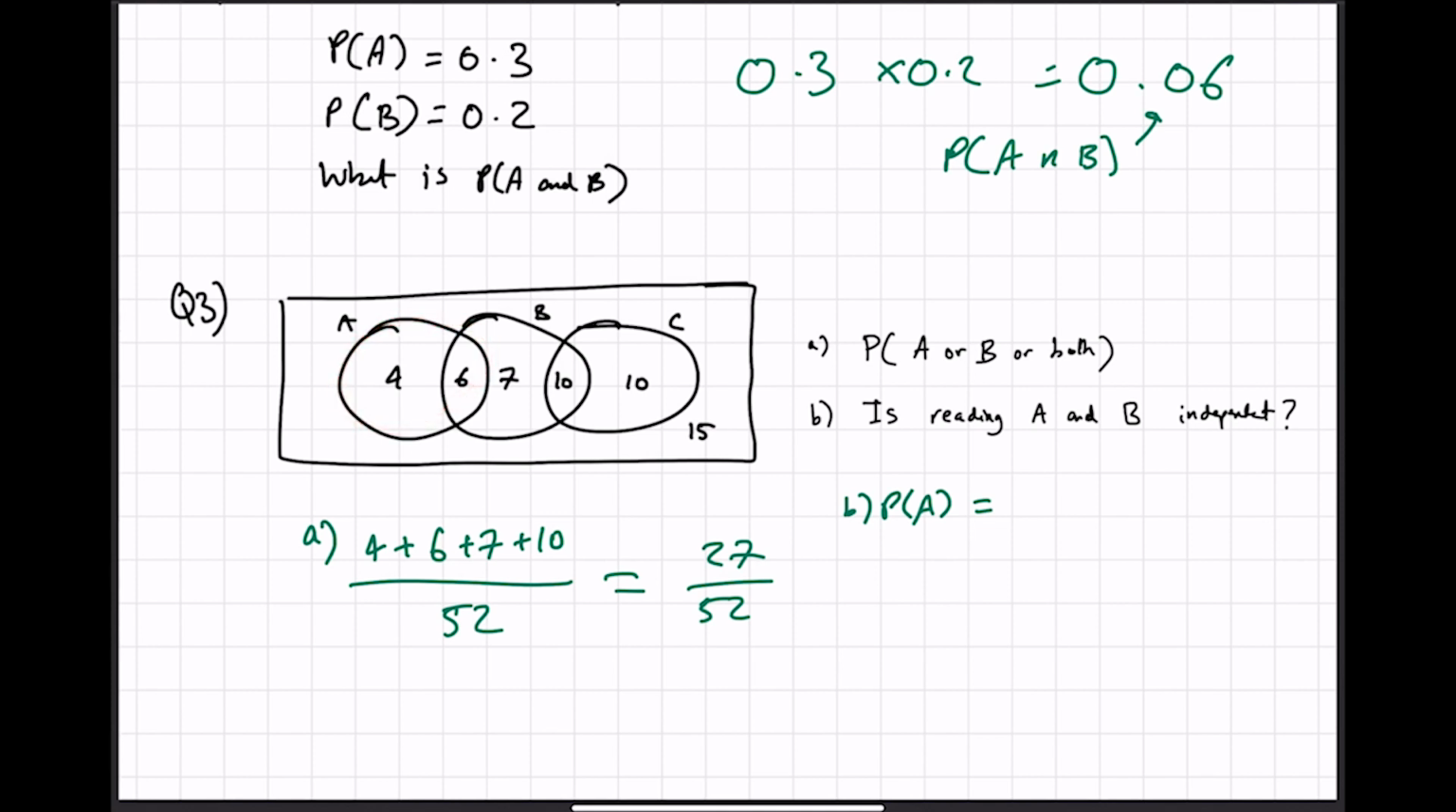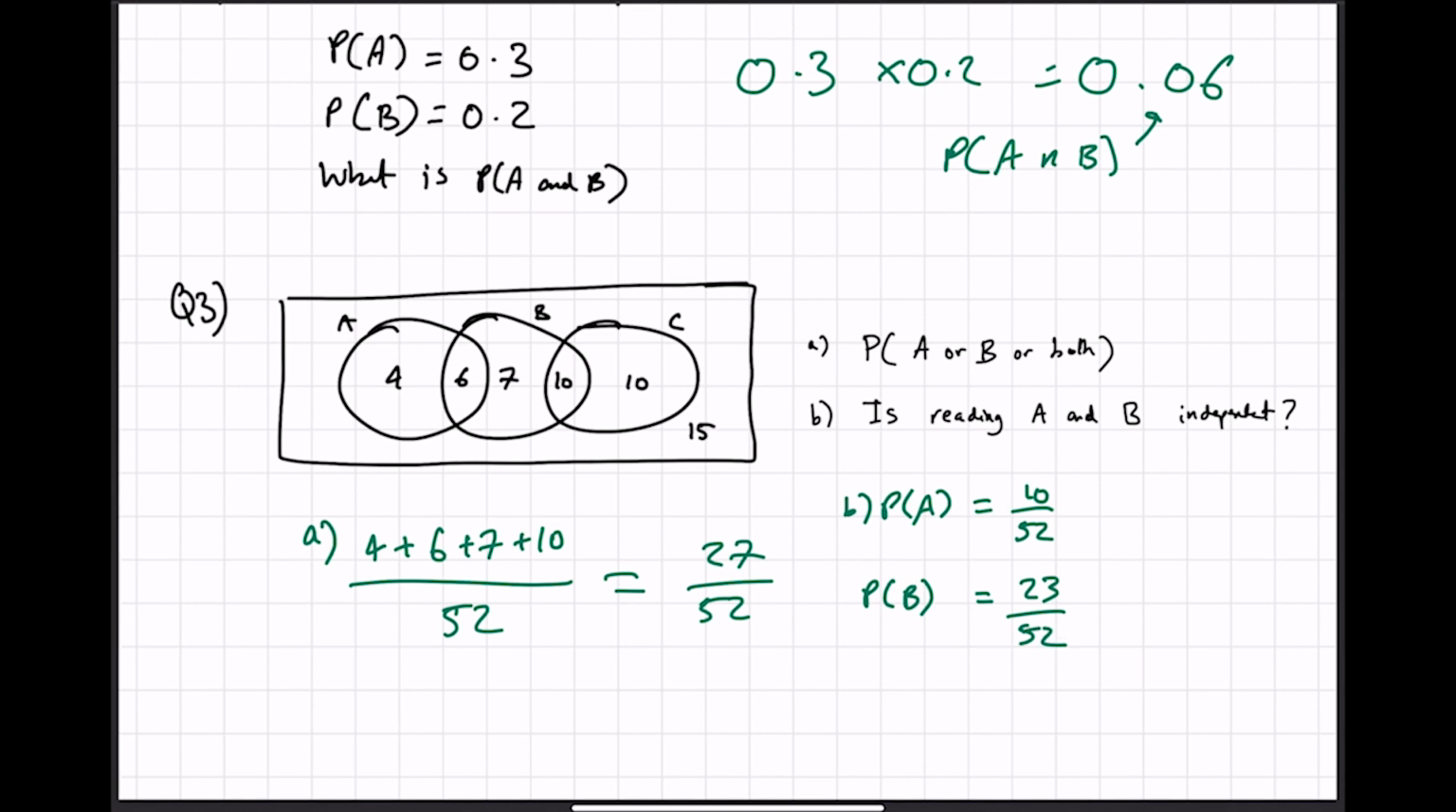And we just have to take that and divide it by the total number. So 4 plus 6 is 10 over 52. That's going to be the probability of A. Then you find the probability of B next. So the probability of B would be 6 plus 7 plus 10, which gives us 23 over 52.